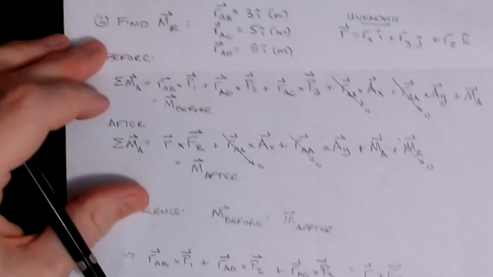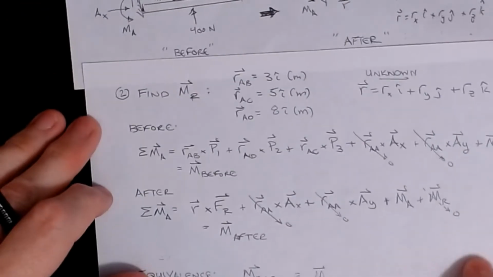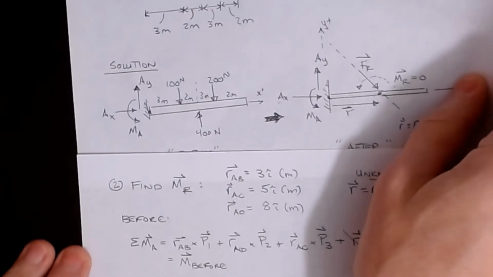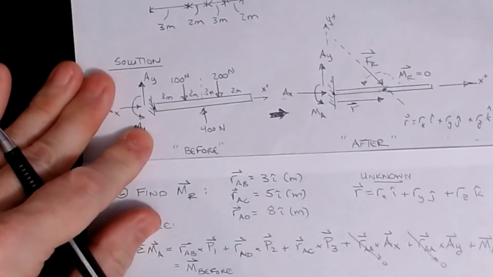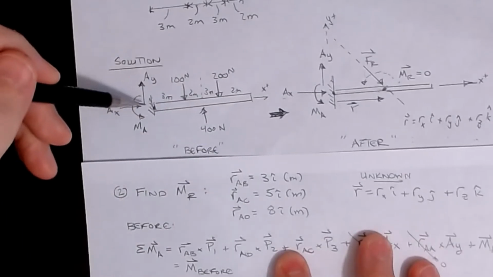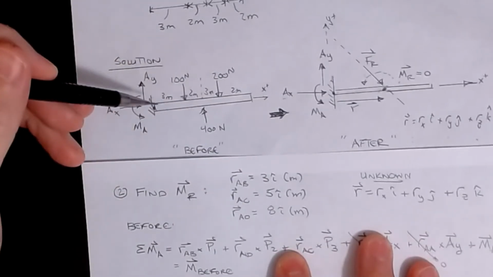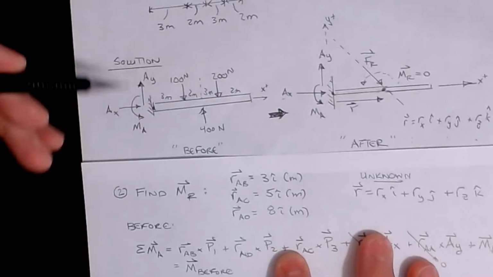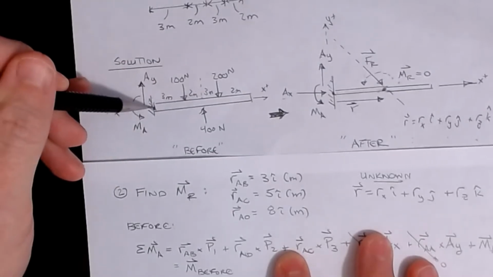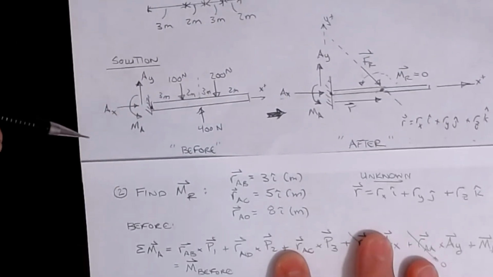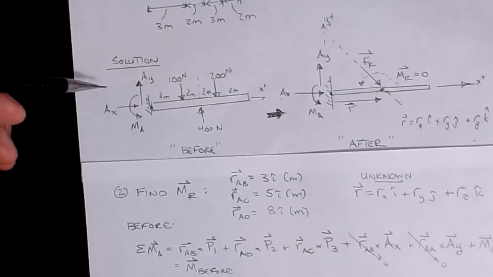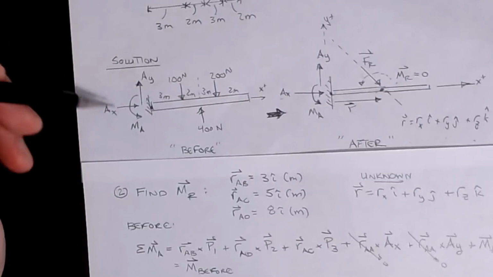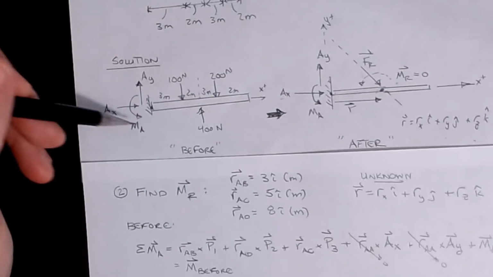All right, and we'll write things down. What do we know? If we slide this down just a little bit, we're going to look at our before picture. What we're going to do is find the moment at a point on our system, and it can be any point that we want. I chose to take it at A because I have 3 unknowns here, and this will eliminate those from the unknowns, especially the AX and AY. That's a common trick for choosing where to put your moment.